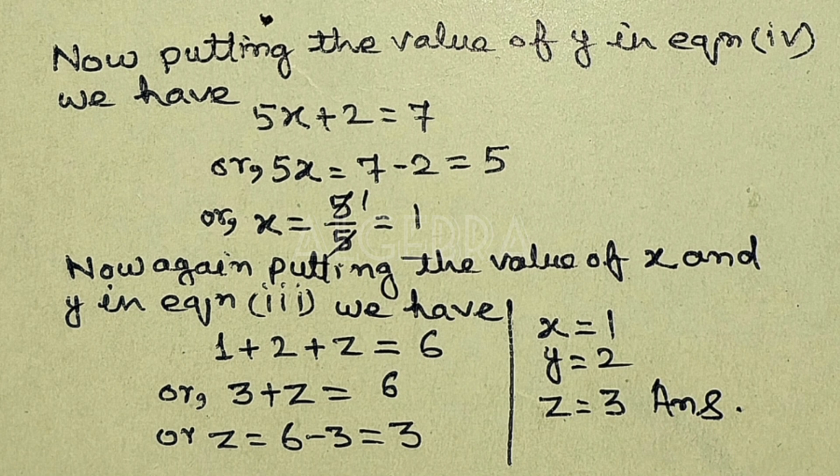Now again putting the value of x and y in equation 3, we have 1 plus 2 plus z is equal to 6, or 3 plus z is equal to 6, or z is equal to 6 minus 3, which is equal to 3. So x is equal to 1, y is equal to 2 and z is equal to 3, answer.